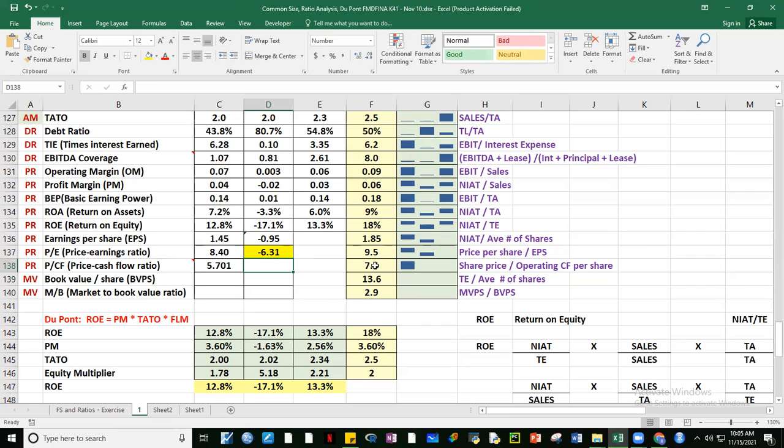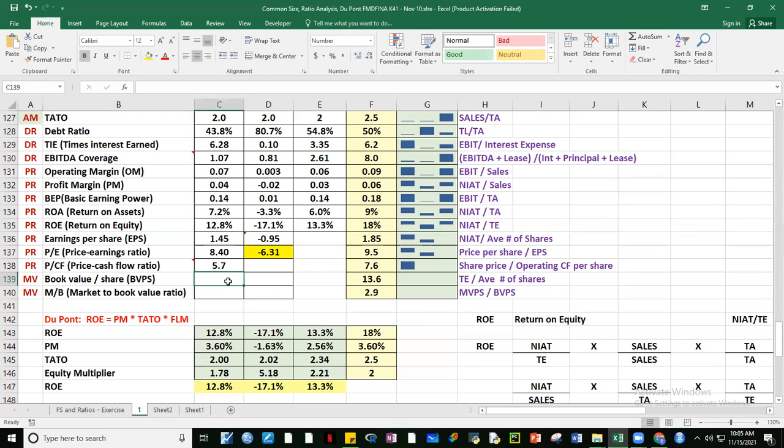Okay? But then again, guys, we fail in comparison to the competitor kasi sila nakakapag-generate ng 7 pesos and 6 centavos na cash flow sa bawat share. Sa bawat share ng owners. Okay, so talo tayo dito din. Okay, last two guys, market value.